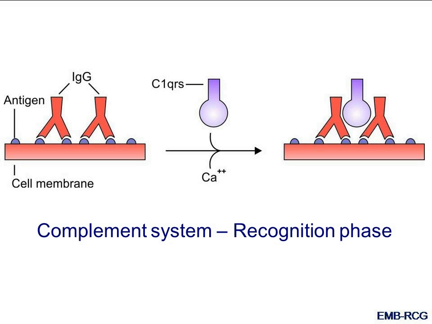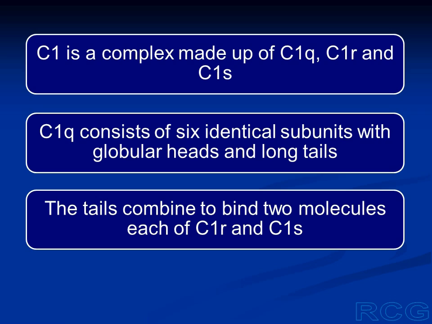bacterial cell. Now this complement C1, which is made up of C1Q, C1R, and C1S, is attracted, and this C1 binds to the constant region of the antibody molecules, and this initiates the recognition phase. So this C1, which is a complex made up of C1Q, C1R, and C1S, is attached to the constant region of the antibody.